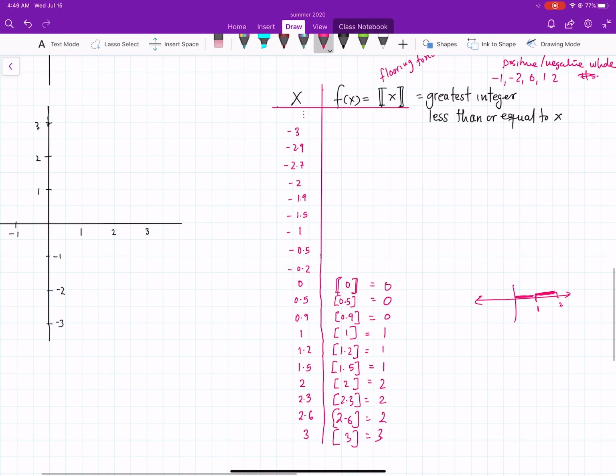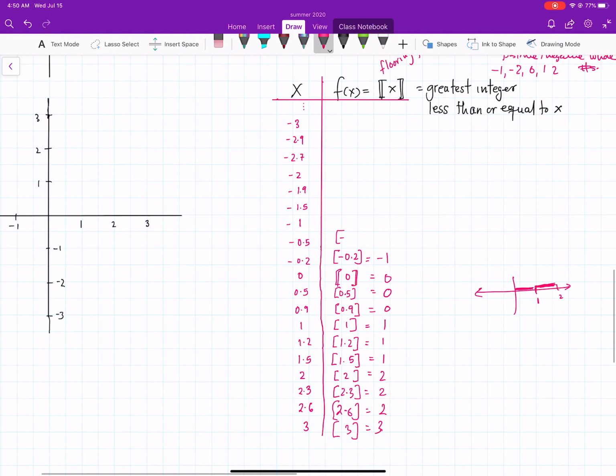Now let's look at what's happening with the negative ones, because the negative ones are a little bit tricky. If I go to negative 0.2, can you think of an integer that is less than negative 0.2? So remember that when you're on the negative side, the bigger the number is, the more negative they are. So an integer that is less than negative 0.2 has to be negative 1.